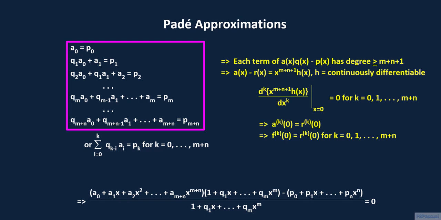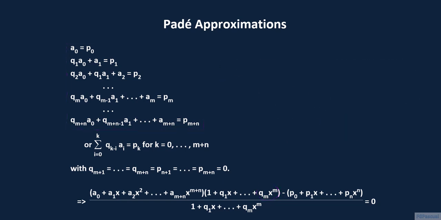Since the highest degree term of p of x is p sub n times x to the nth power, we require that p sub n plus 1 all the way up to p sub m plus n be 0. And since the highest degree term of q of x is q sub m times x to the mth power, we also require that q sub m plus 1 all the way up to q sub m plus n be 0. And so combining these last set of equations with the equations for the lower order coefficients, we have the system of equations for the coefficients of the Padé approximation of f.